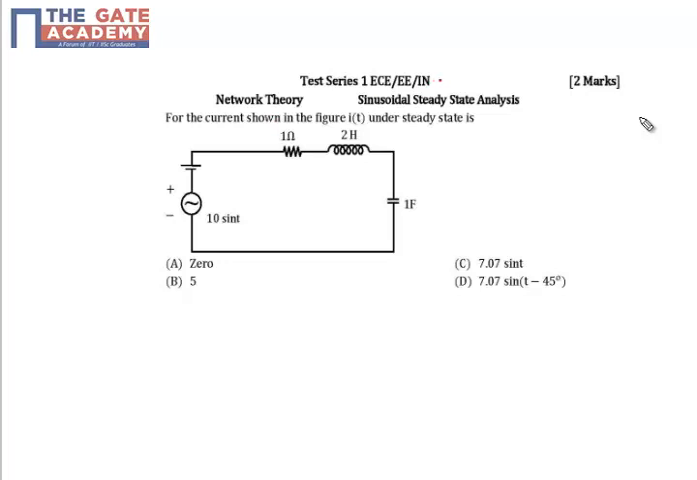Hello friends, this question is from test series number 1. Subject name is network theory, topic name is sinusoidal steady state analysis, a 2 marks problem. Question says that for the current shown in the figure i(t), you need to find the steady state value of i(t).